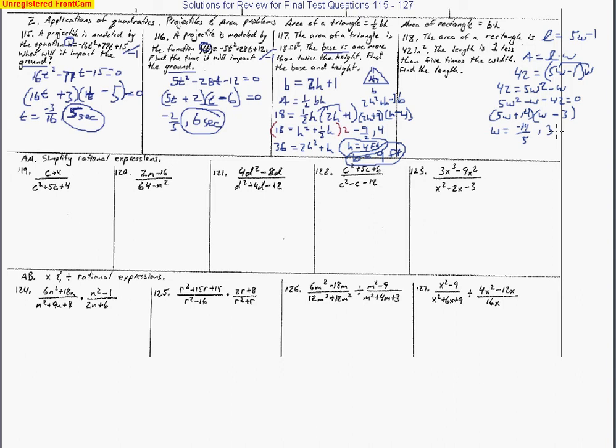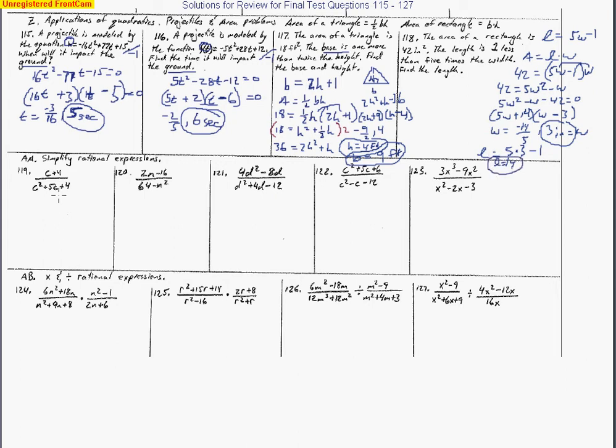Which one would you take? Well, I'd take the positive one. So 3 inches is our width. So this equals w. To find the length, just substitute. Length equals 5w minus 1, so 5 times 3 minus 1. So that's 15 minus 1 makes 14. So 14 is the length.